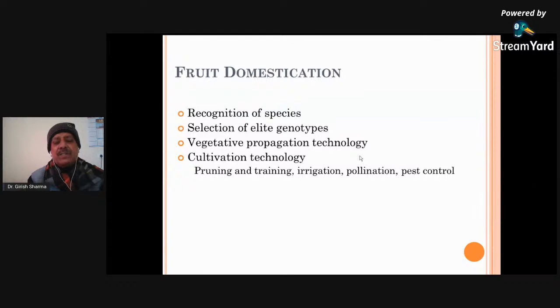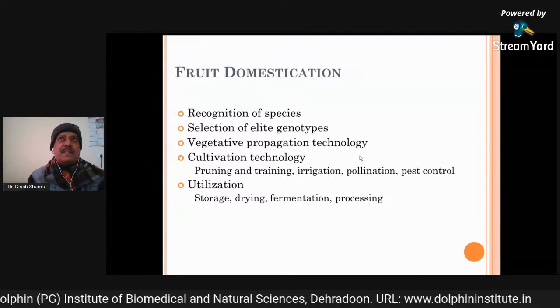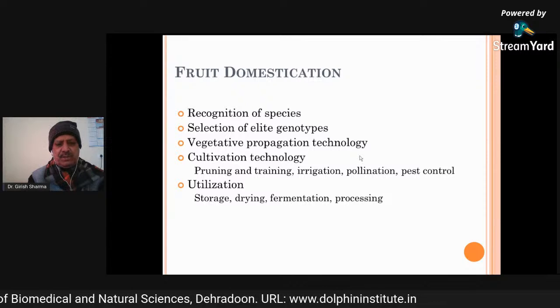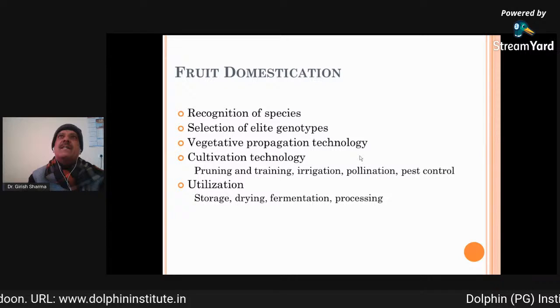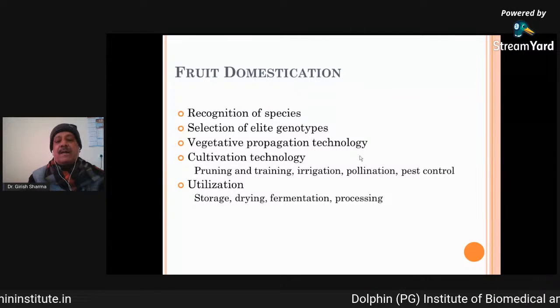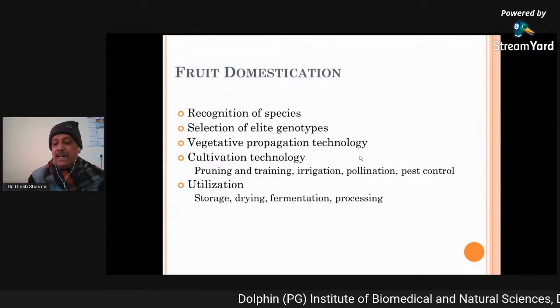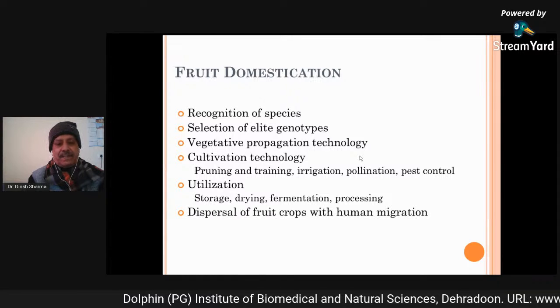Then cultivation technology. Once there was sufficient plant material available, then came the cultivation technology regarding pruning, training, irrigation, pollination, and so many other related factors. And finally, the utilization of the ultimate product after they have been sold for the consumers, then its storage, drying, fermentation, processing, these all factors provide large income to the cultivators.